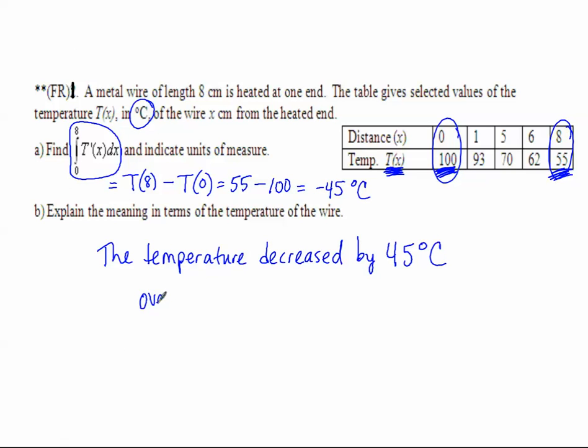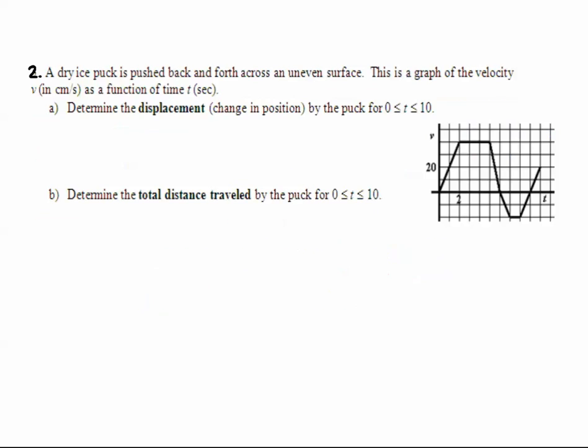And when did it do that? Over the 8 centimeters of the wire. Always think about the situation and what's happening in the situation. So we could say the temperature changed by negative 45 degrees Celsius, or we can say decreased by 45 degrees. So the decrease is from the negative of the 45 degrees Celsius.